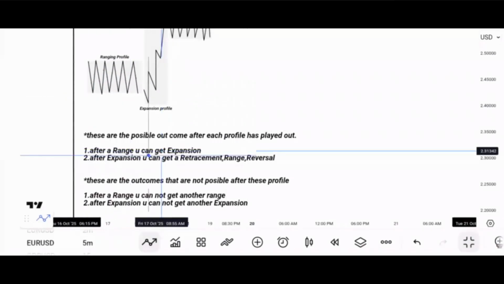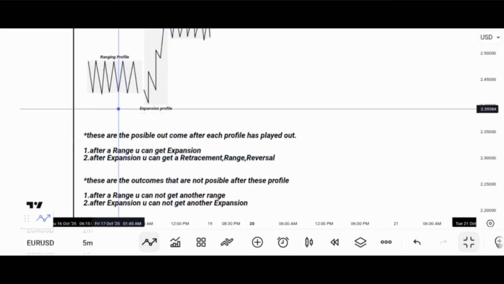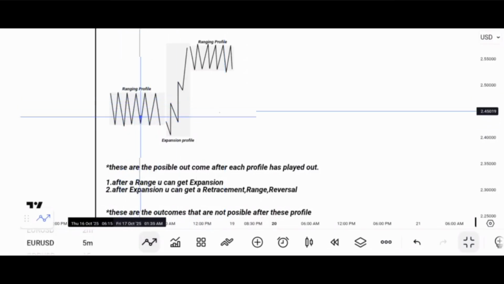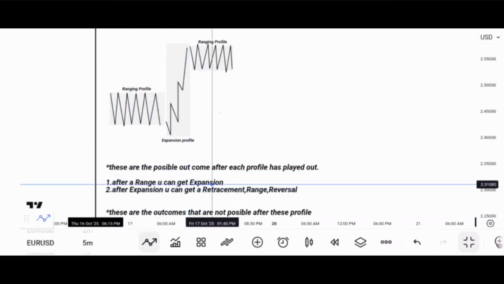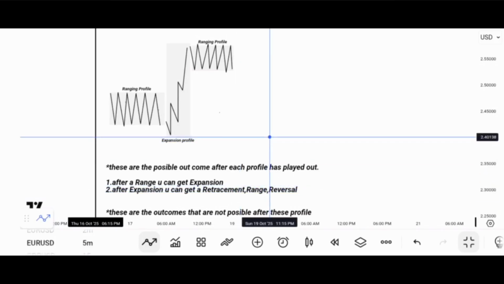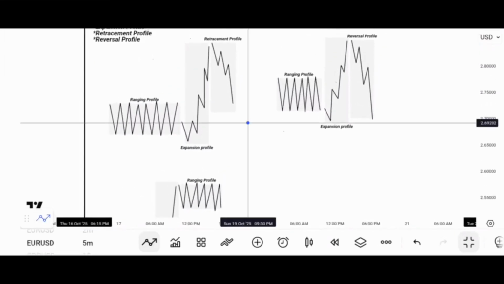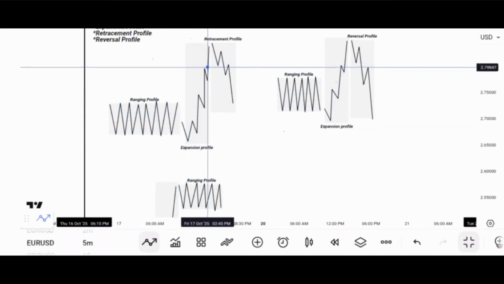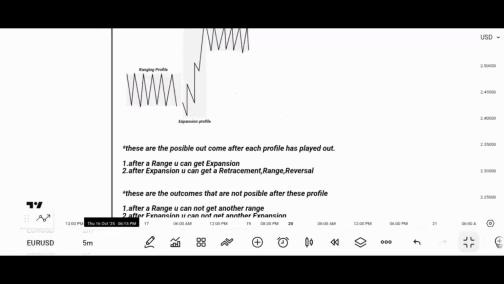So outcome number 1, after a range, we can get expansion, as I did show here on this example. After a range, we can get an expansion, right? And then after an expansion, we can also get a retracement or a ranging profile, right? So we go back to this example for us to understand. We got a range and then expansion. After the expansion, we can get another range or a retracement profile. So that's another scenario that's possible.